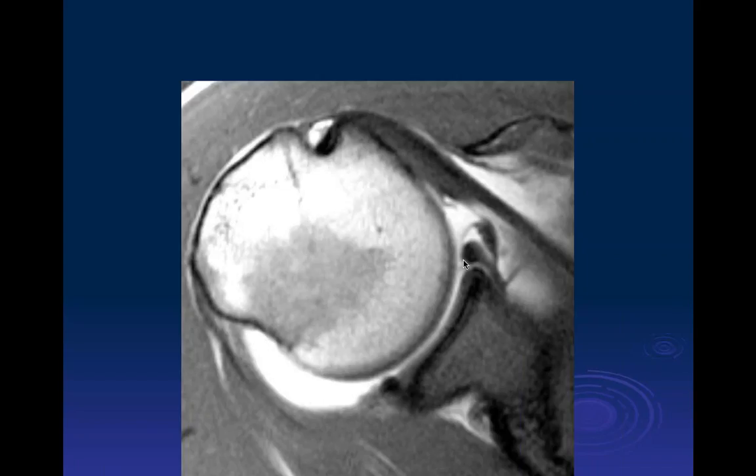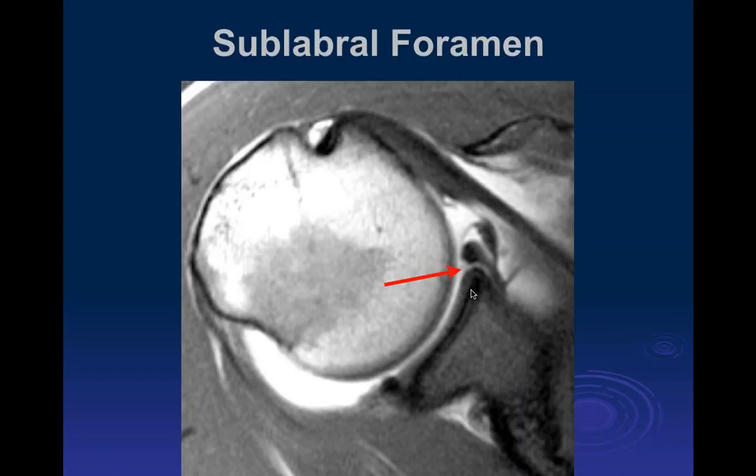This must be the labrum, and this is another structure, but this is deep to the subscapularis. So if we look at this, here we have fluid in between the labrum and the articular cartilage, and that's a sublabral foramen. And this structure here is the middle glenohumeral ligament, which you can always determine. You can follow it down.